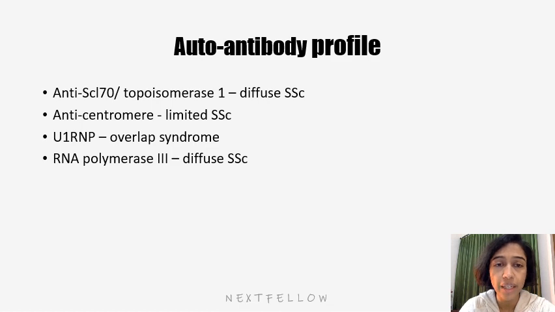So the important antibodies to know in systemic sclerosis. For diffuse systemic sclerosis, anti-SCL70 or topoisomerase 1, as well as RNA polymerase 3. Okay? In limited systemic sclerosis, it's the anti-centromere antibody, and there's a connective tissue overlap or a mixed connective tissue disease, which you will have a U1 RNP antibody positive. Okay?